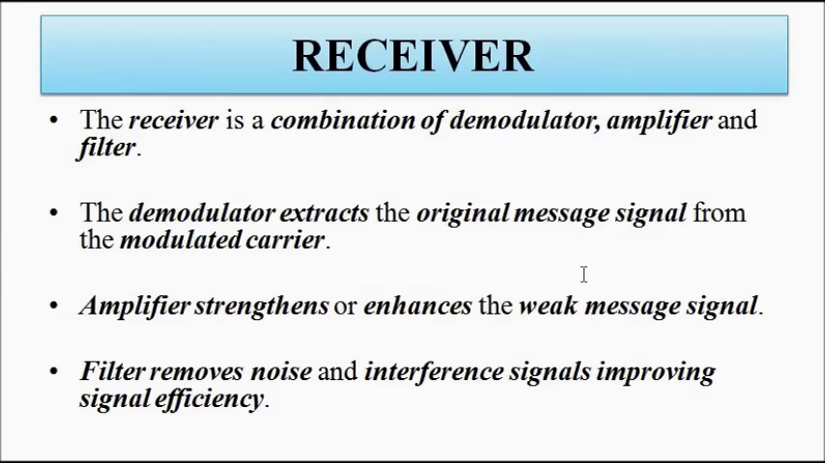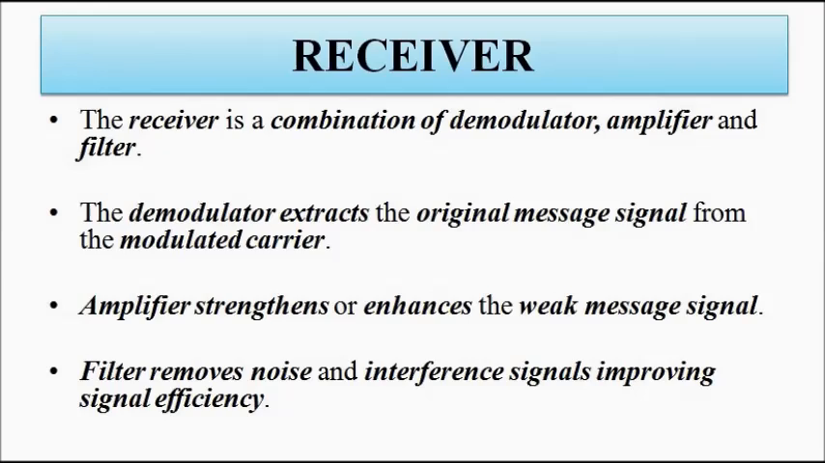The weak message signal, after it has covered a long distance, is strengthened by the amplifier on the receiver side. And then, because of the communication channel, it is prone to noise, distortion, and interference. A filter at the receiving side removes any unwanted noise and interference signal which can produce distortion, a change in the characteristics of the original signal, thus improving signal efficiency. So this is the job of the receiver.